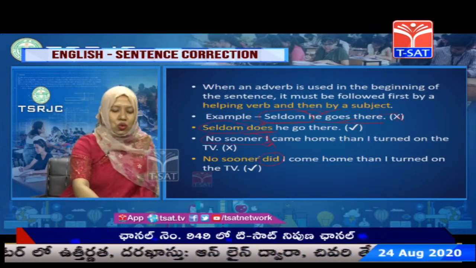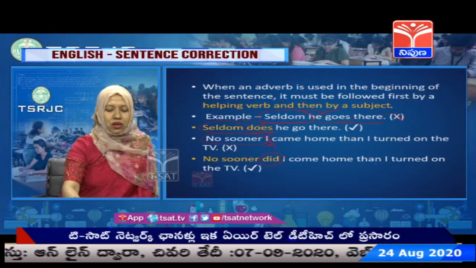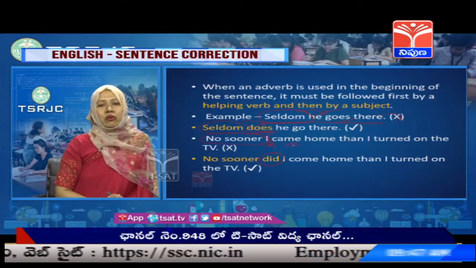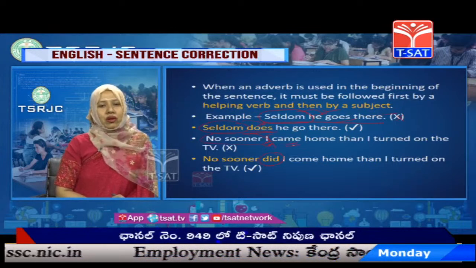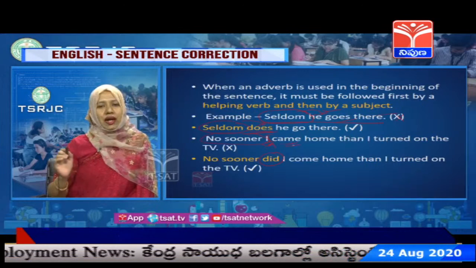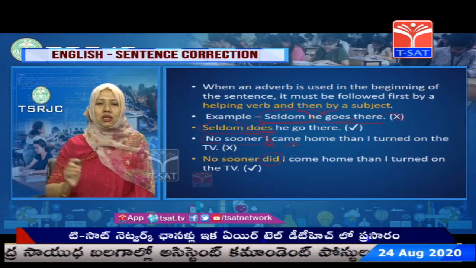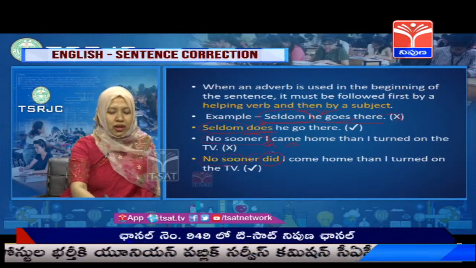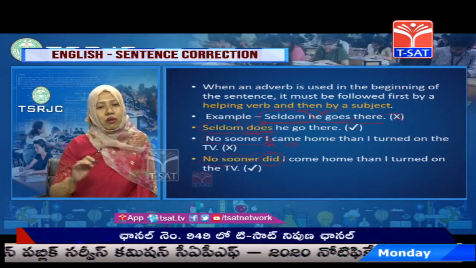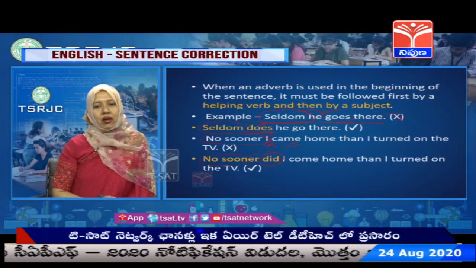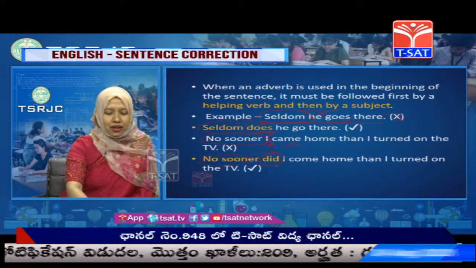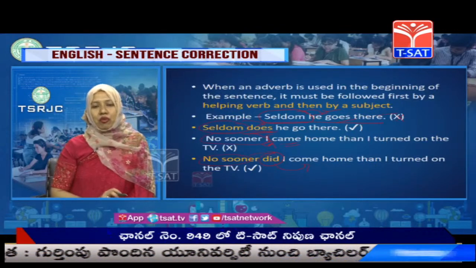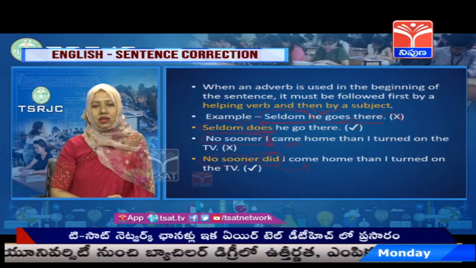You should say, no sooner did I come home than I turned on the TV. Here, the main verb also is used in the wrong form. The adverb should be followed by the do form of the verb in past tense, did. And because did is there, the main verb should be in present tense. No sooner did I come home than I turned on the TV.